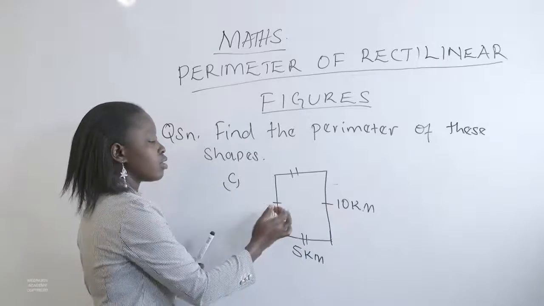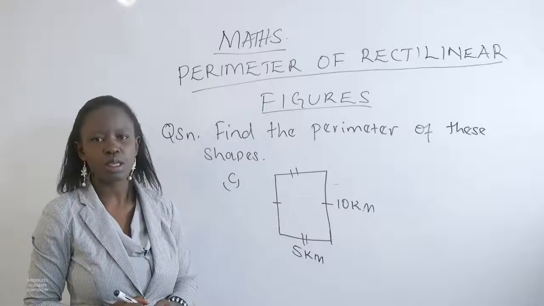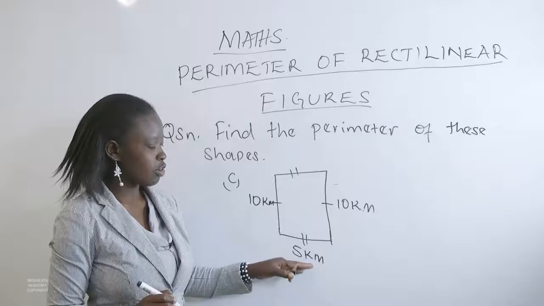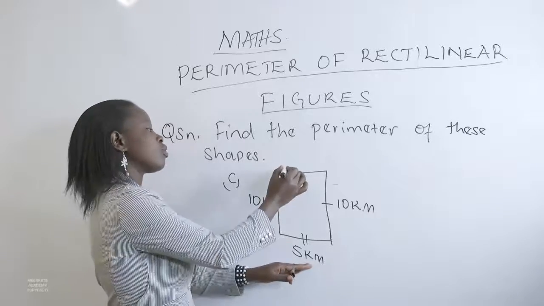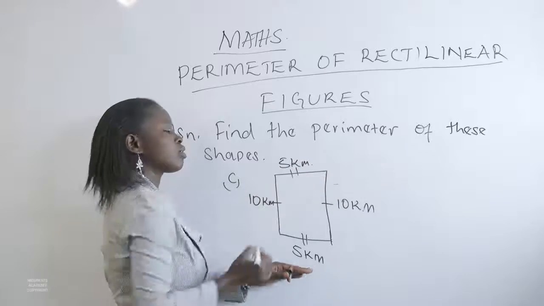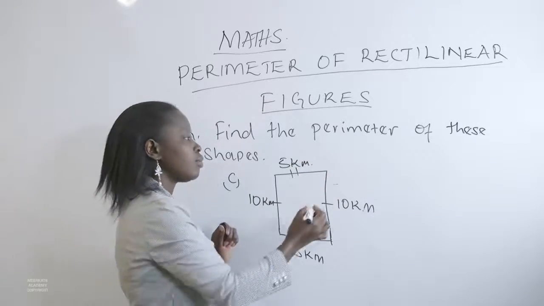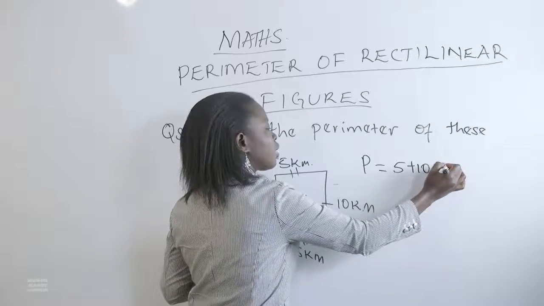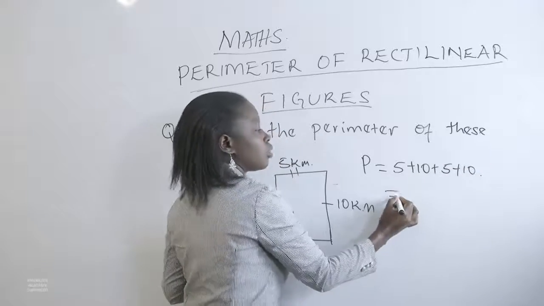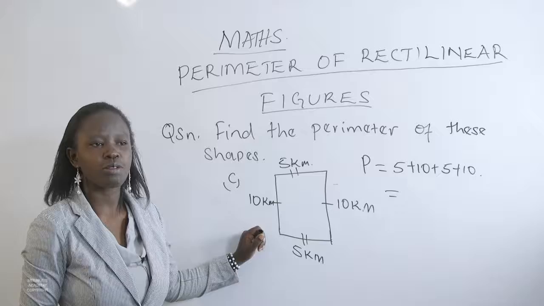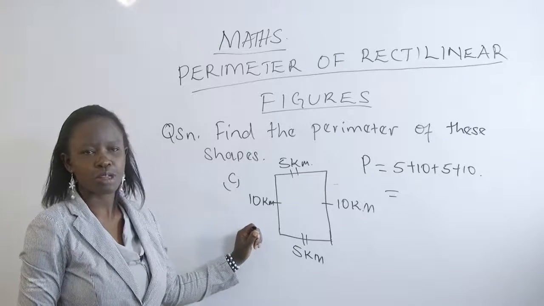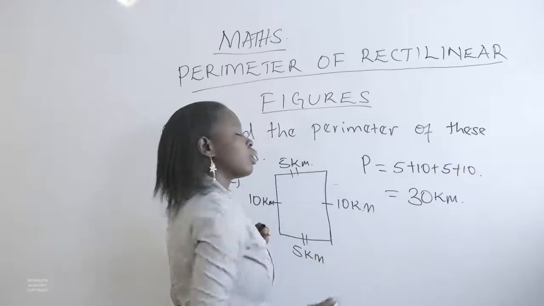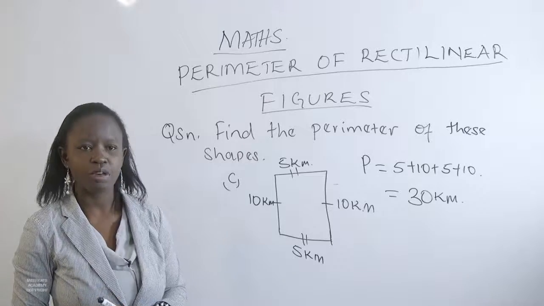So if this side is equal to this, and this side we've been given is 10 kilometers, then it also means that this side is also 10 kilometers. We have 5 kilometers here, so this means this is 5 kilometers. So for us to get the perimeter of this given figure, we have 5 plus 10 plus 5 plus 10, which gives us 5 plus 10 is 15, 15 plus 5 is 20, 20 plus 10 gives us 30 kilometers. That is the first option we have.